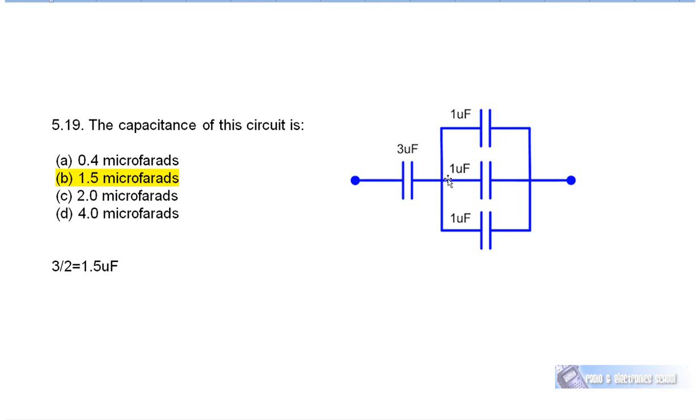Just remember, with series parallel circuits, reduce the parallel circuits to a single capacitor and redraw it if you like. If I redrew this, I would be drawing 2 3 microfarad capacitors in series. Gives you 1.5 microfarads.